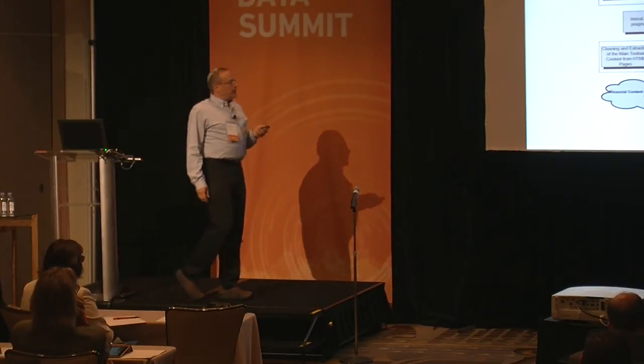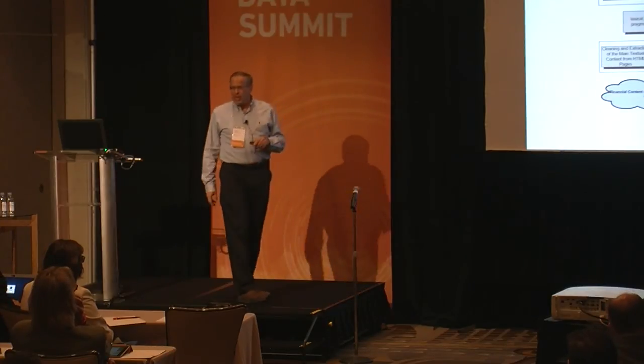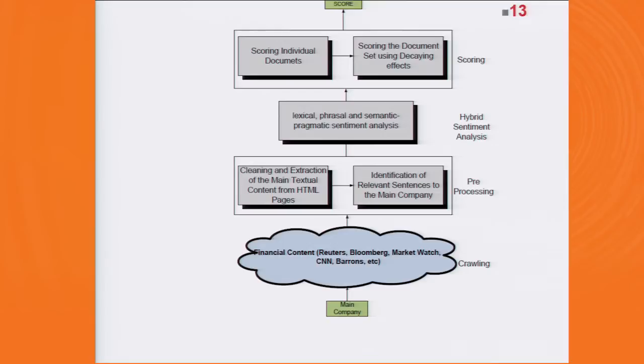Let me explain the architecture of the system. This is a typical architecture of a sentiment analysis system. The input to the system is basically the ticker. If you want to analyze Citibank, it will be C; Bank of America, BAC, etc. What we do is we then go to 5 major sites. 3 of them are hubs: Google Finance, Yahoo Finance, and MSN Money are the hubs.